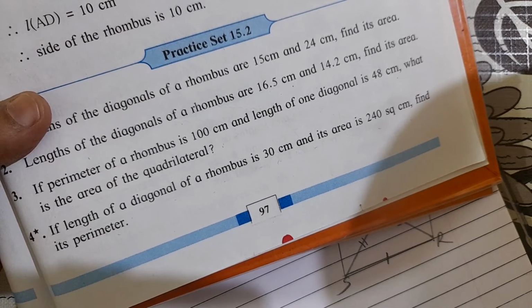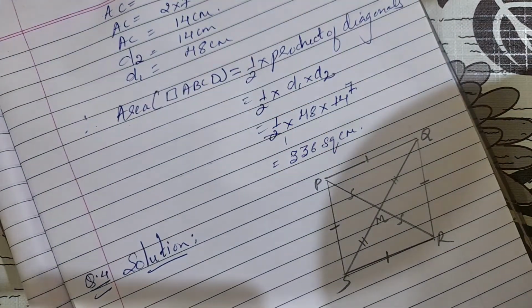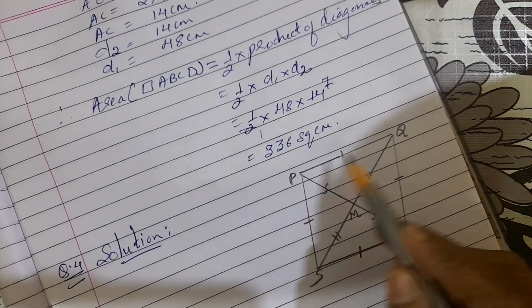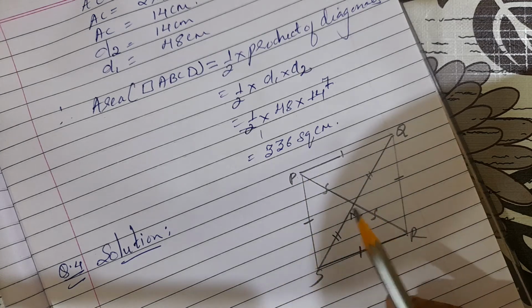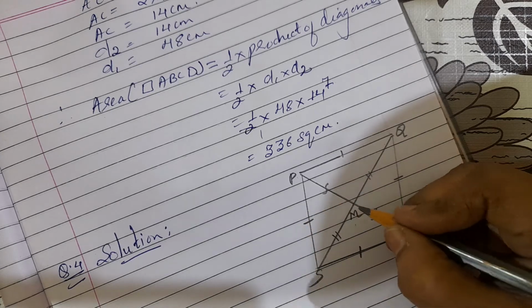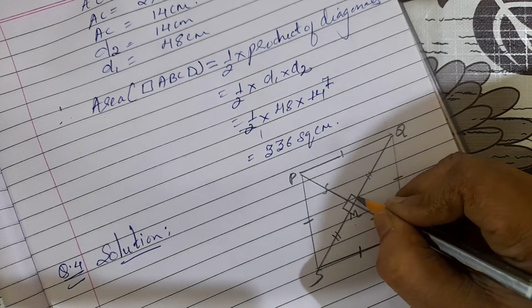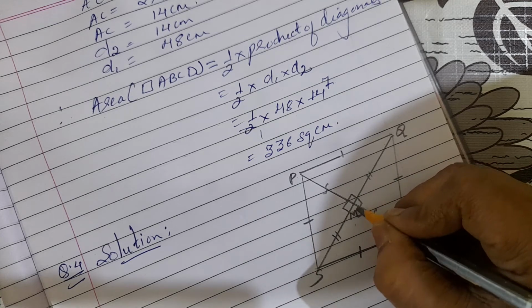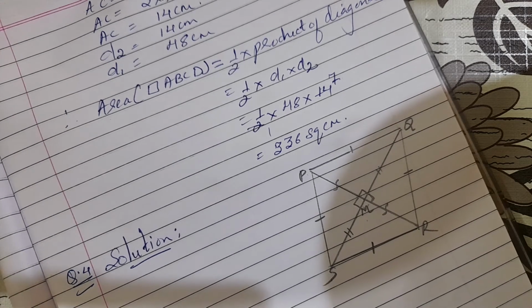Okay children, now what is given? Let us write down the solution first. Now you can see I have drawn a rough figure of rhombus PQRS. Both the diagonals intersect at point M. And we know that diagonals of a rhombus are perpendicular bisectors of each other. This is already known, so they intersect at 90 degrees. They are forming 90 degrees over here. Perpendicular means 90 degrees.